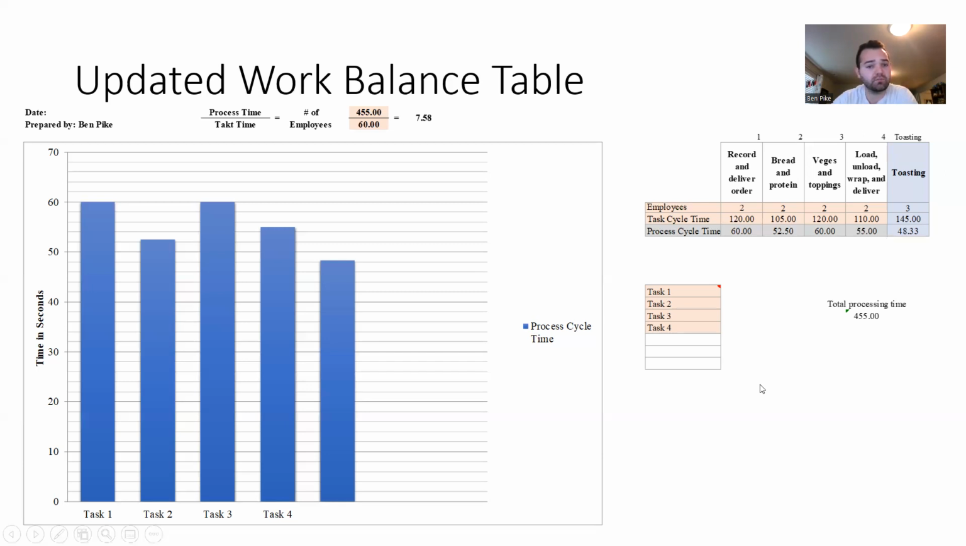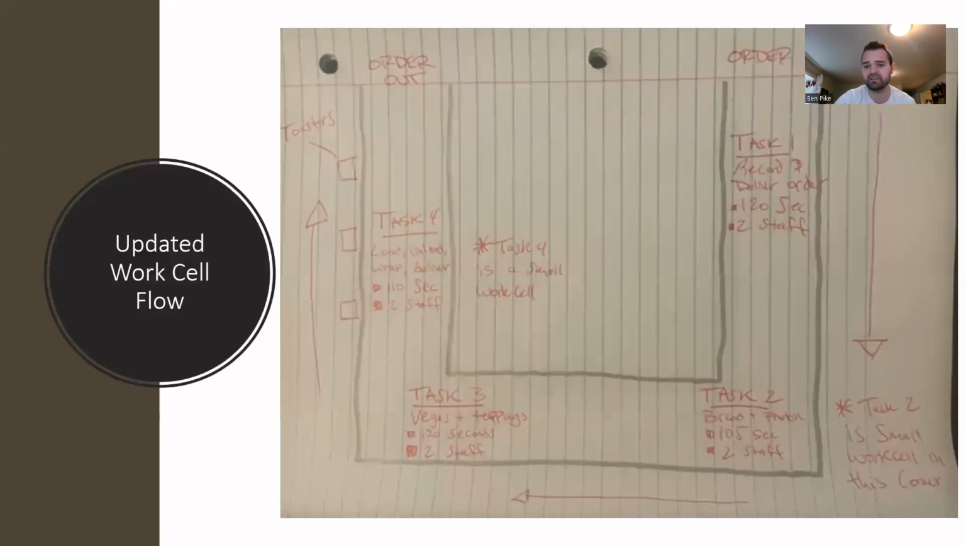So this is our proposed work balance table for this new process. And as you can see, we have this little process up here where the orders come in, they go down, around, and back up to order out. So as you can see, task 1, 2 staff, task 2, which is the small work cell of protein and bread combined, which goes into the vegetables, up to the second work cell of 2 employees as well, loading, unloading, wrapping, and delivering the sandwiches. So this is the process flow.